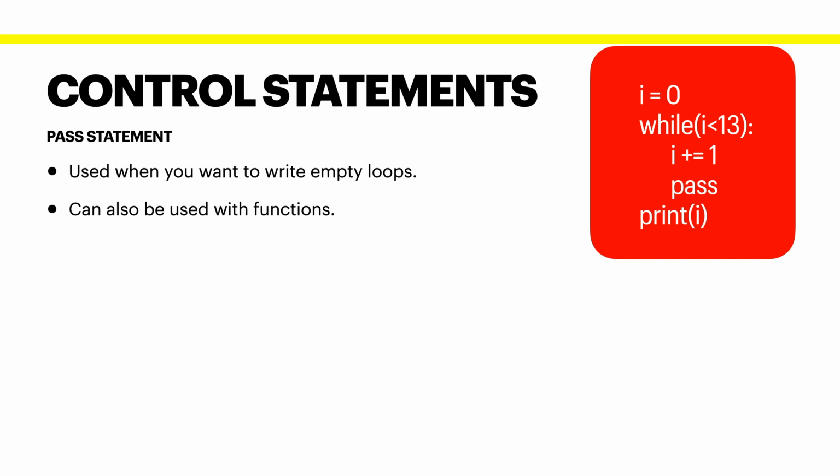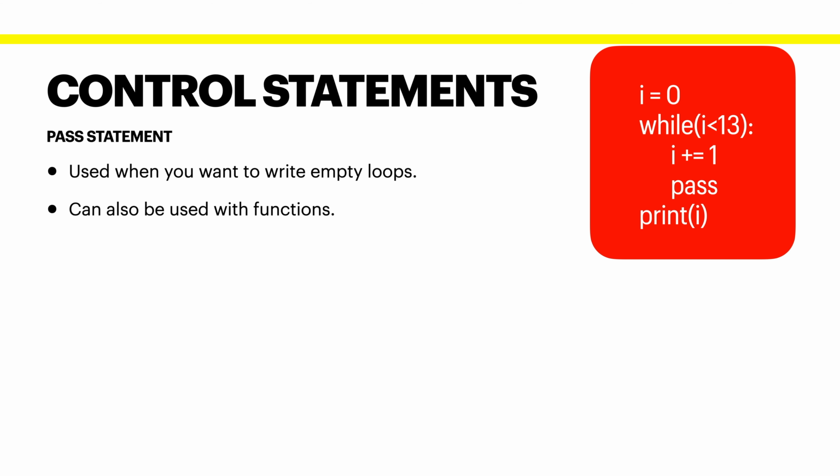So what this simple code will do, it will initialize the value of I with 0, then it will check if I is less than 13. Since it is less than 13, it will enter into the while loop. It will increment the value of I by 1 and it won't do anything. It will see that there is a pass statement, so it will return the control back to the while loop and start the new iteration.